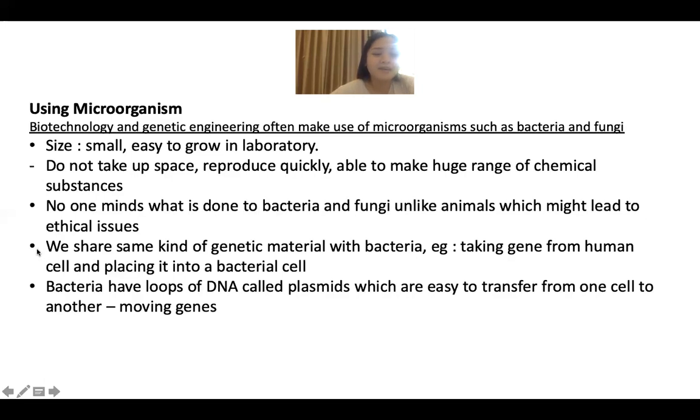Third, we also share the same kind of genetic material as bacteria. As hard as it is to believe, bacteria look so different from us, but we do have some of the same genetic material. So we can take a gene from a human cell and put it into a bacteria cell, no problem. Also, bacteria have loops of DNA called plasmids. We will see this later. This plasmid makes it very easy to transfer genes from one cell to another, right? That's why we use microorganisms.